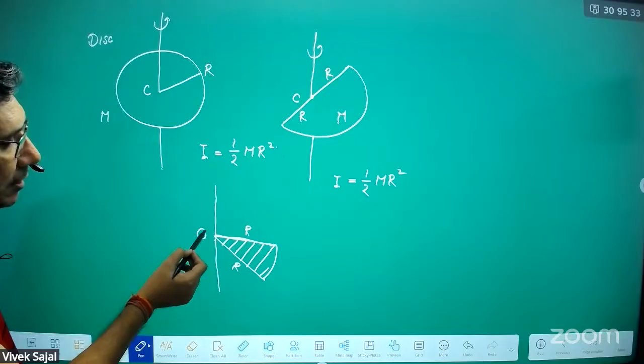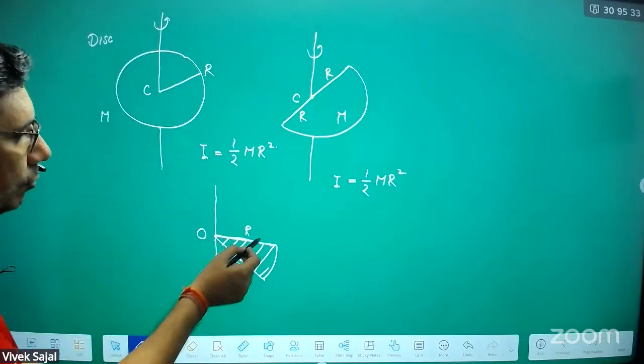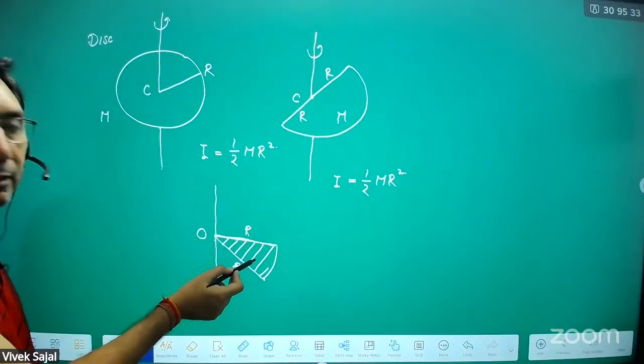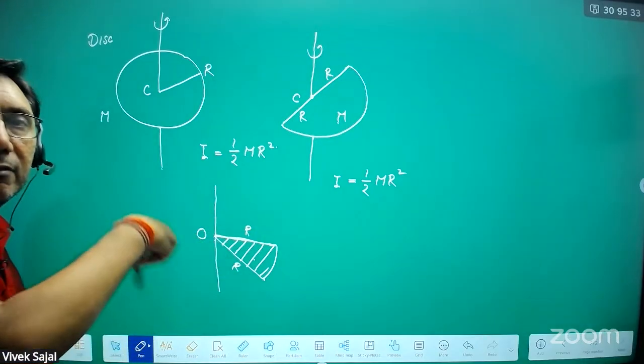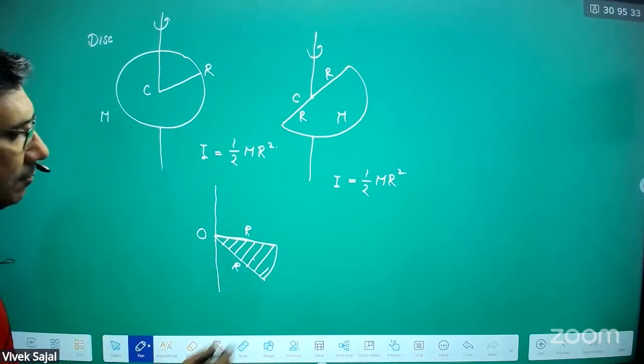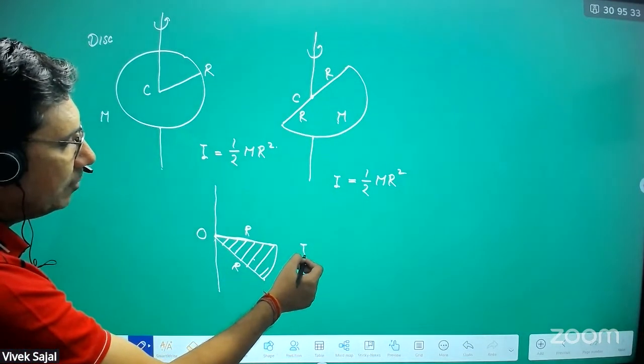And it is rotating about this point O. So on rotating, it is going to create again a symmetrical structure. This is a two-dimensional structure. Disk will also be a two-dimensional structure. So the formula of moment of inertia will be the same. So that will be I.